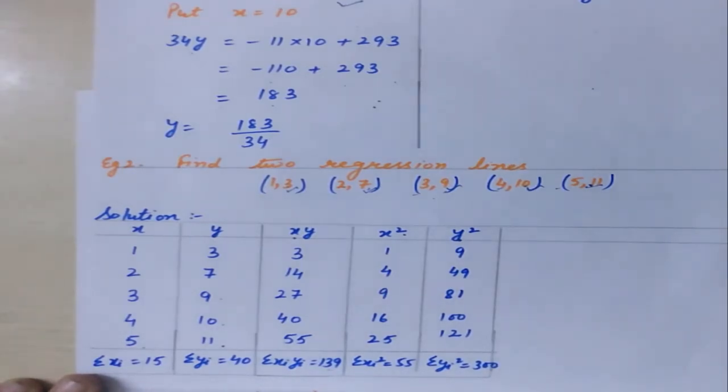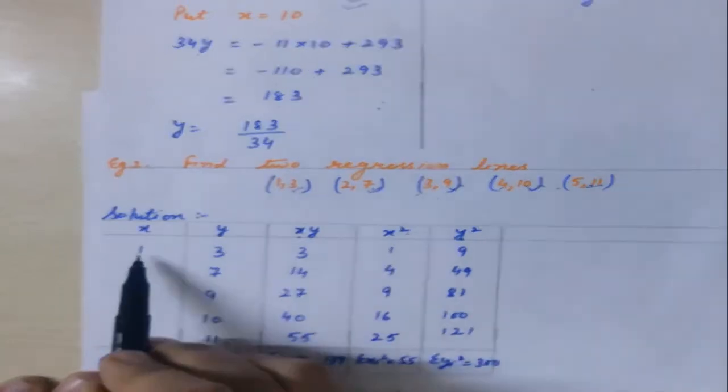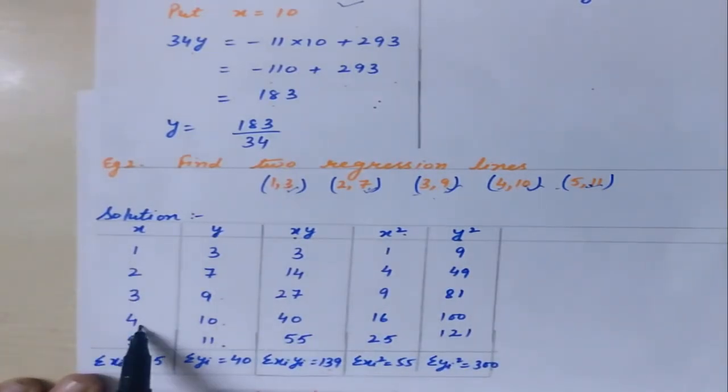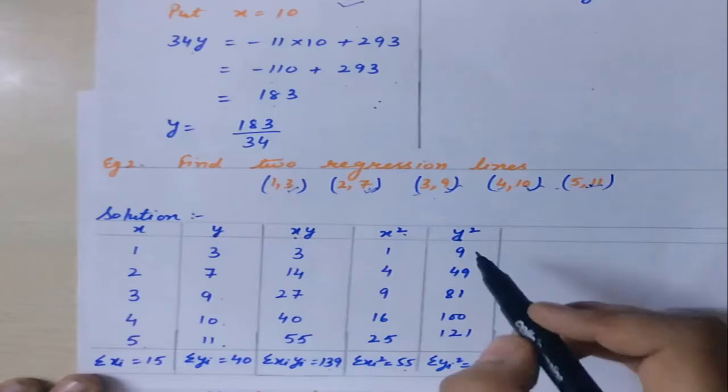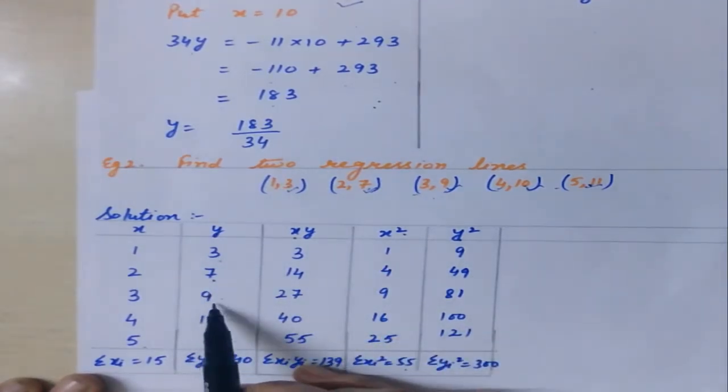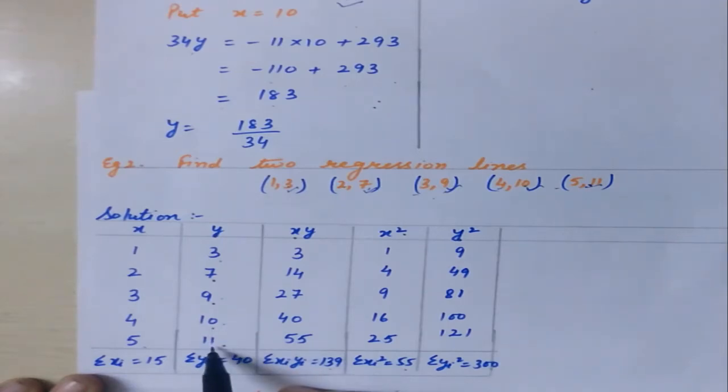Now, we need the summation of x square and y square also. So we will have a column of x square: 1 square 1, 2 square 4, 3 square 9, 4 square 16, and 5 square is 25. When we add all the values, it will be equal to 55. Same case for y square: 3 square 9, 7 square 49, 9 square 81, 10 square 100, 11 square 121. The summation y square is equal to 300 there.